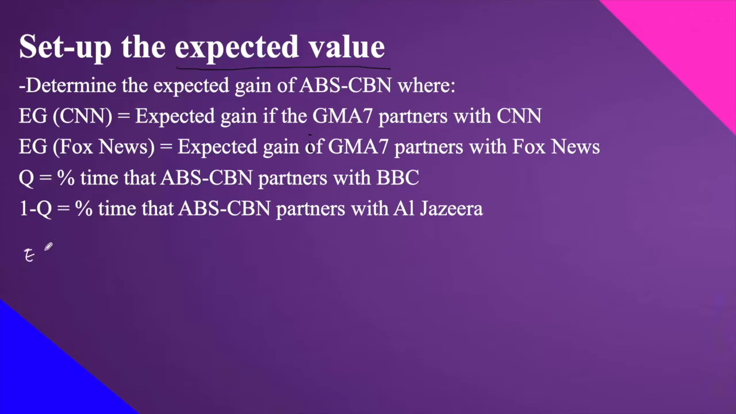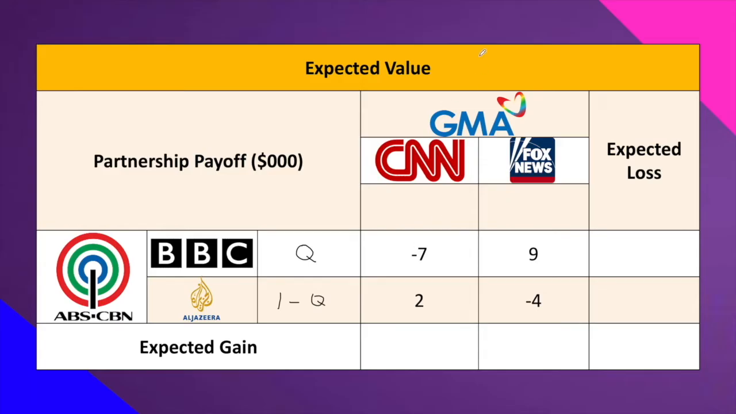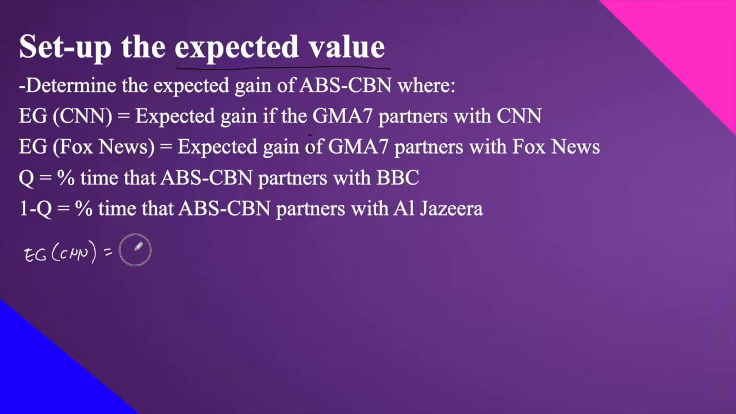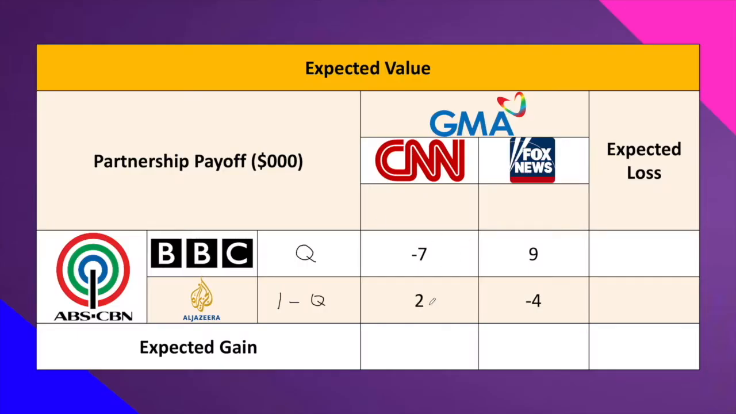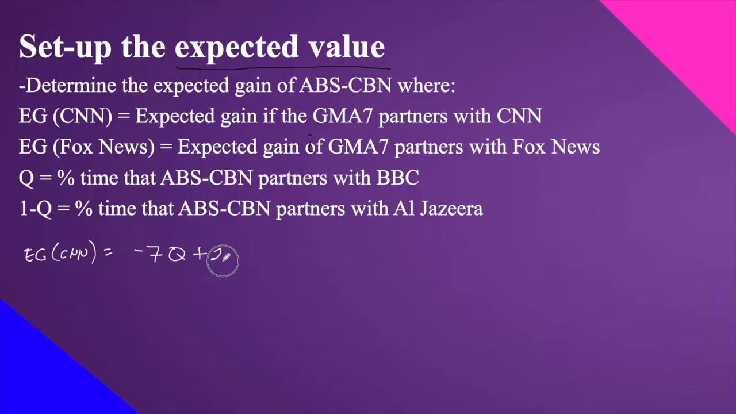The EG for CNN. Again, that is expected gain if the GMA7 partners with CNN. Check natin sa table. If nagpartner itong GMA sa CNN, that is negative 7. Yung value niya ha, pangkalahatan po. That is negative 7 multiplied to Q. Let's write it here. Negative 7 multiplied to Q plus 2 multiplied to 1 minus Q. Okay? That is for EG, CNN.